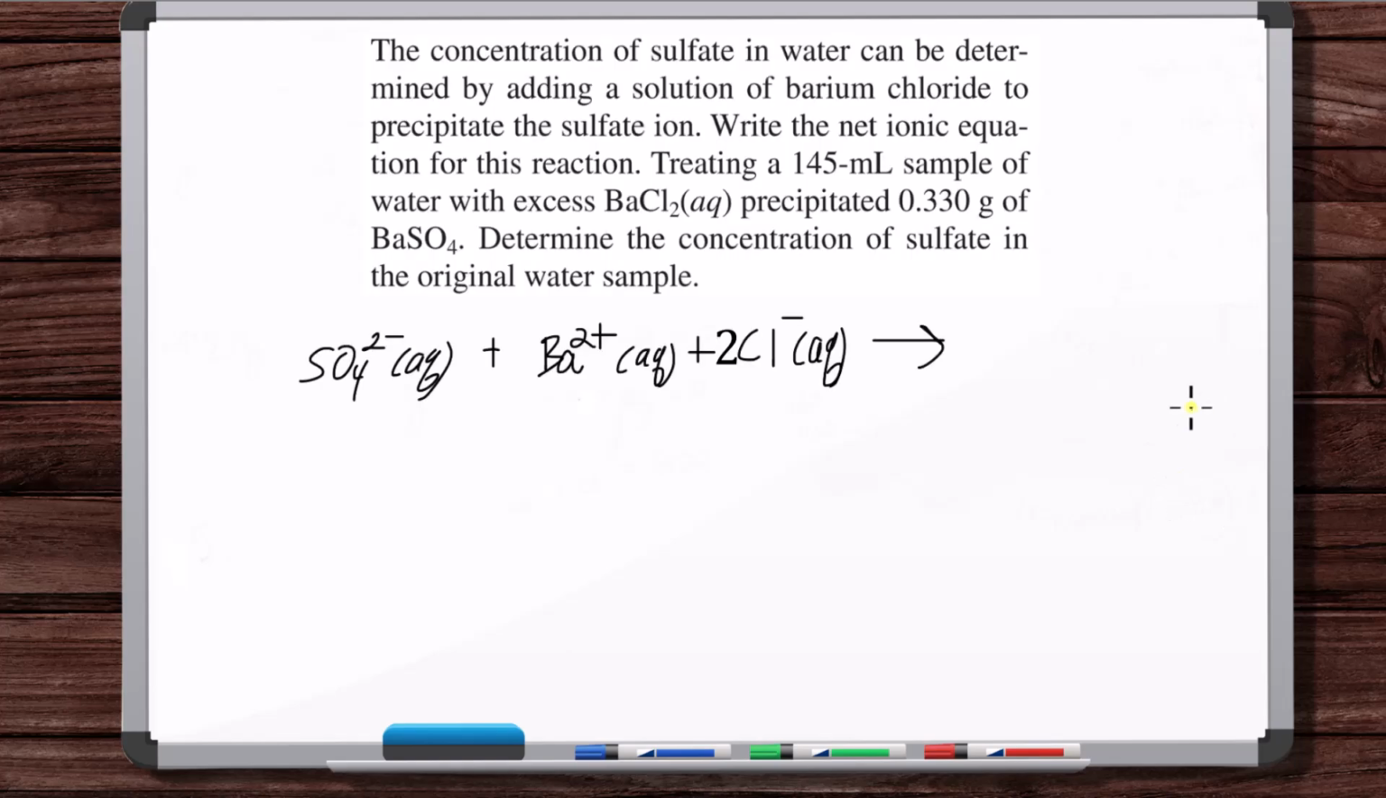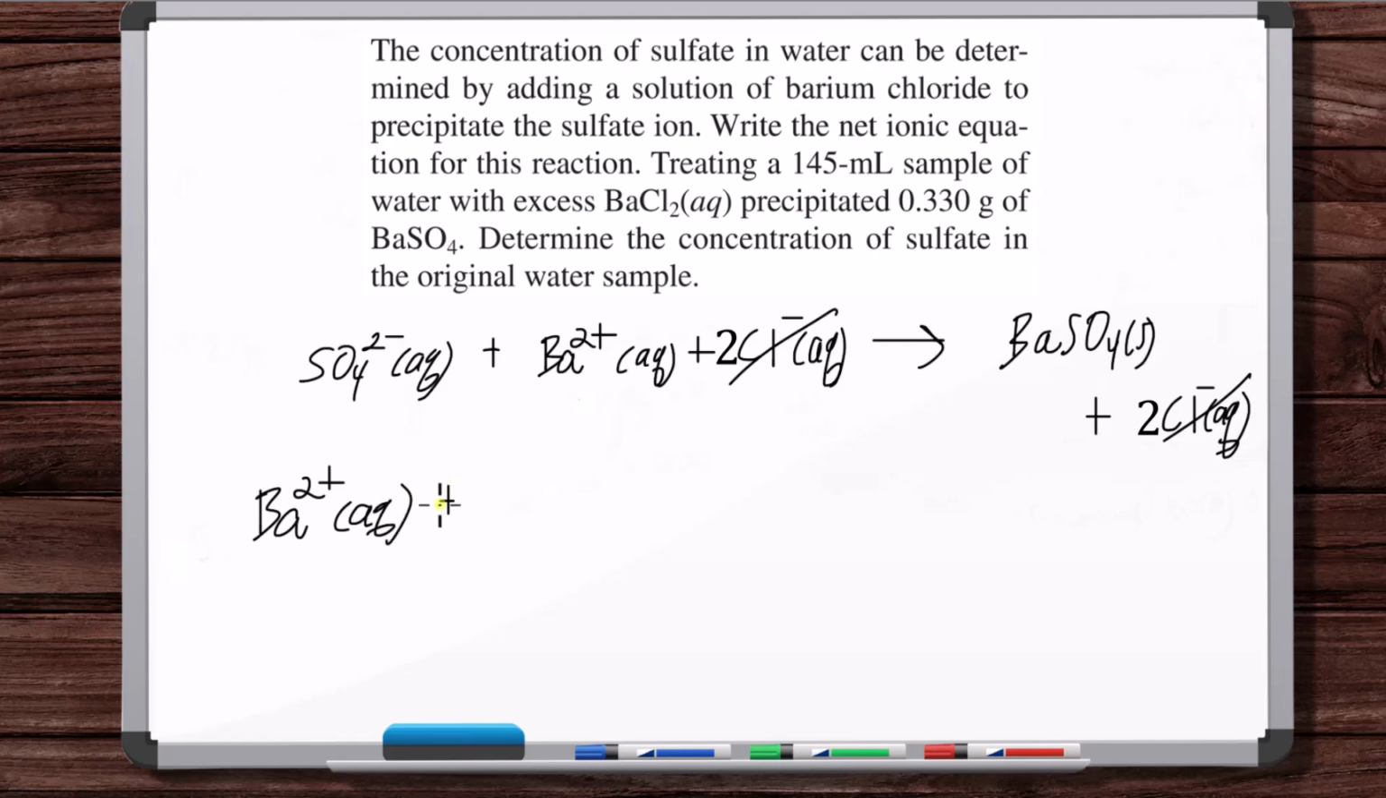So we're going to get BaSO4 solid and Cl-. Okay, let's make sure this is balanced. We've got Ba on the left, Ba on the right, Cl on the left, Cl on the right. So this is balanced. The chloride is a spectator ion. So the net ionic equation is, there you go. There's the net ionic equation.